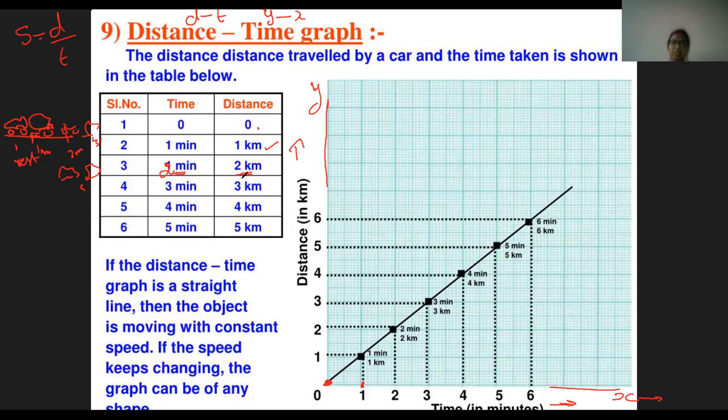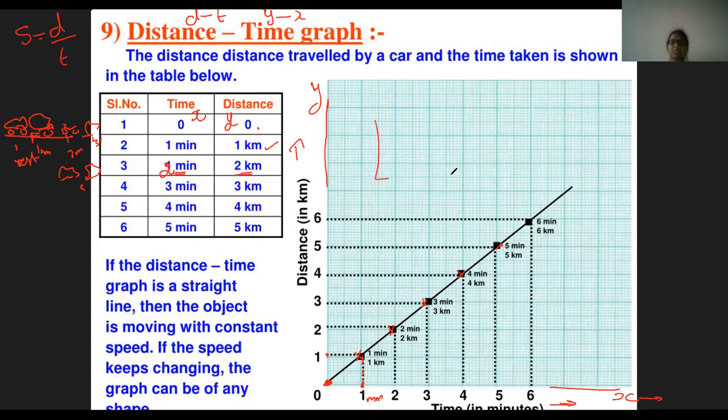See the time taken: time is along the x axis, and distance is along the y axis. I think in maths you have experience of drawing graphs. Now see, this is at 1 minute. At 1 minute, where is the car? Along the y axis, at 1 minute the car is at a distance of 1 kilometer. This is 1 kilometer. Let us draw one point. Next, draw 2 kilometers, 3 kilometers, 4 kilometers, 5 kilometers, like that. Join all the points and you will get the line.